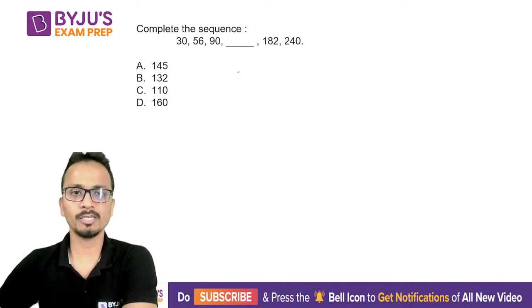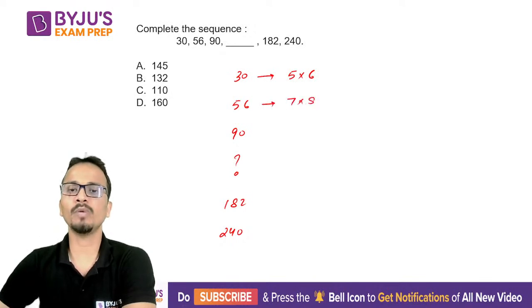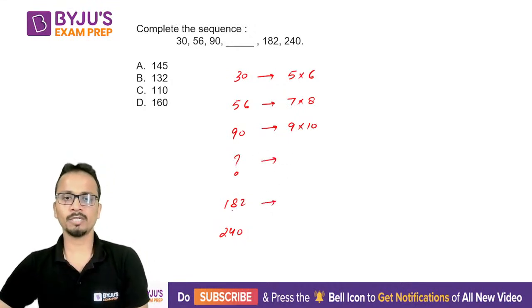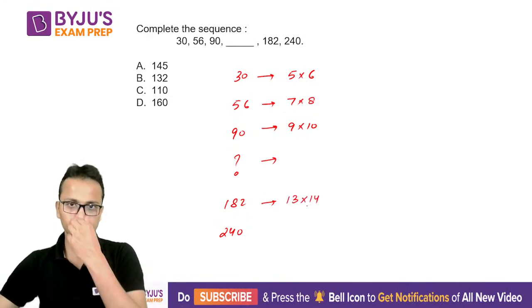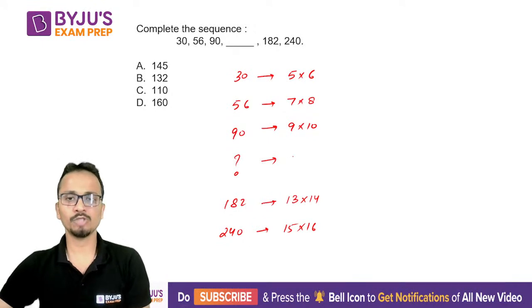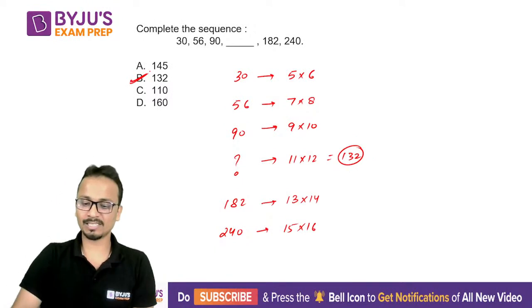Okay, so let's see the logic. 30, 56, 90, then a question mark, 182, 240. Now 30, I can write it as the product of two consecutive numbers, 5 into 6. The next number is 7 into 8, then 9 into 10, then a question mark. If I follow the logic, 182 can be written as the product of 13 and 14. And finally, this is 15 into 16. So obviously this missing term should be 11 into 12, and that is 132. So yes, you all are absolutely correct with this one. The correct answer is 132.